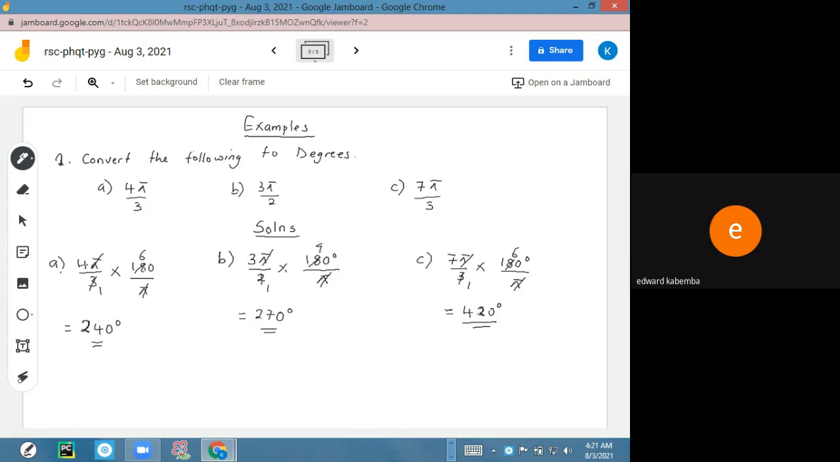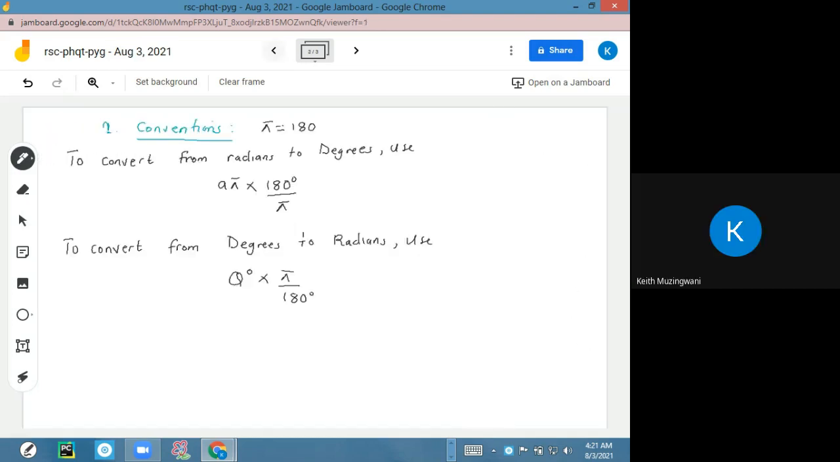Now, sir, why are we using 180 instead of 360? No, because we are using this fact here that pi is the same as 180. We know that 2 pi is exactly the same as 360. But if I'm using this, I can always simplify it, so it will come back to pi is equal to 180. All right, thank you.